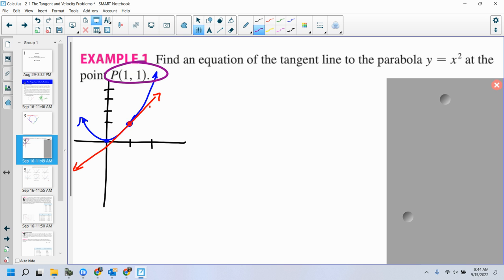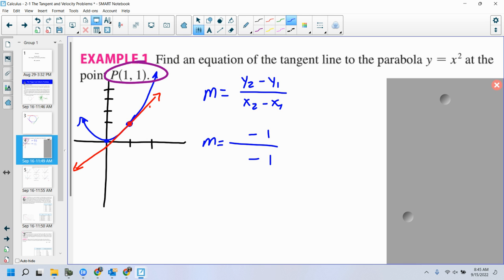Okay, to calculate a slope, we need y2 minus y1 over x2 minus x1, right? That's our slope formula. I know I want it to go through (1, 1), correct? If I know I want it to go through (1, 1), then I can just go ahead and replace one of these with (1, 1). I know the slope is going to look like this: something minus 1 over something minus 1, right?